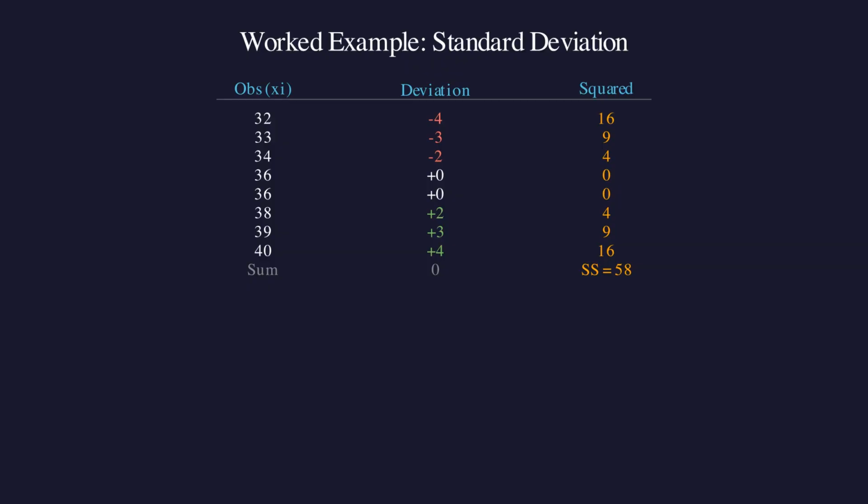The sum of squares is 58. Dividing by n-1, which is 7, gives a variance of 8.29. Taking the square root, the standard deviation is about 2.88.